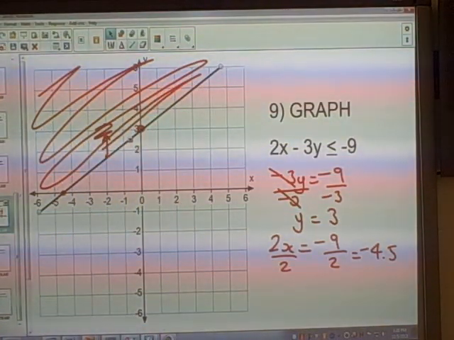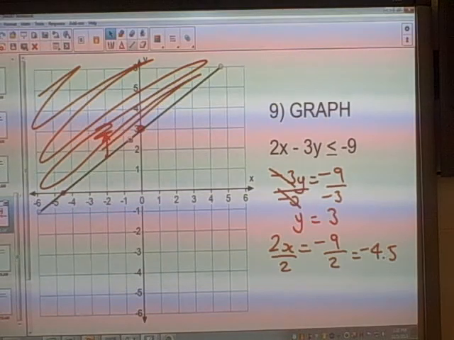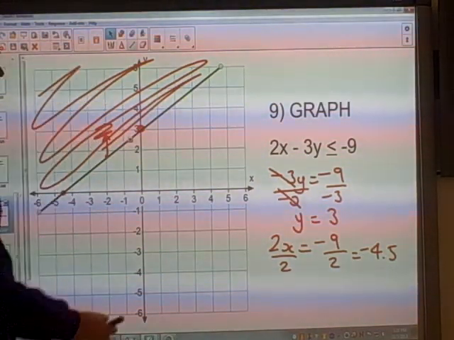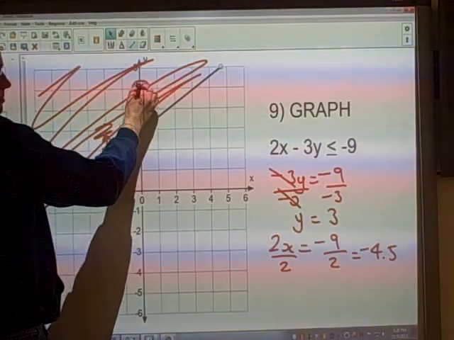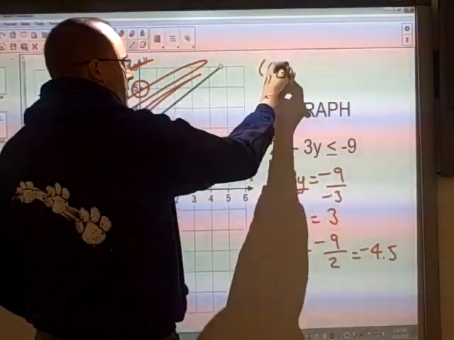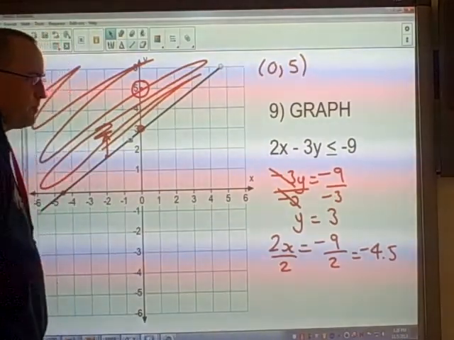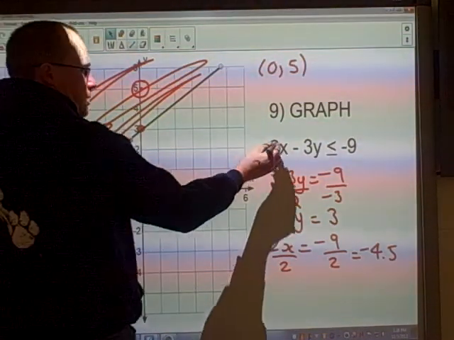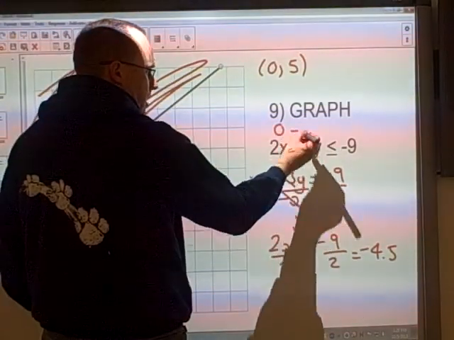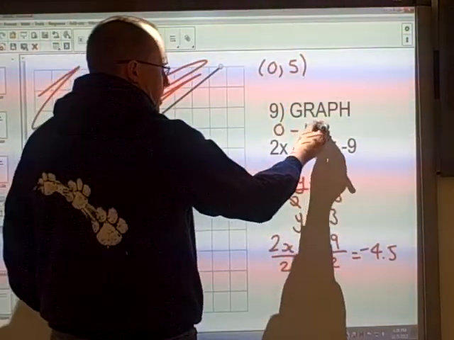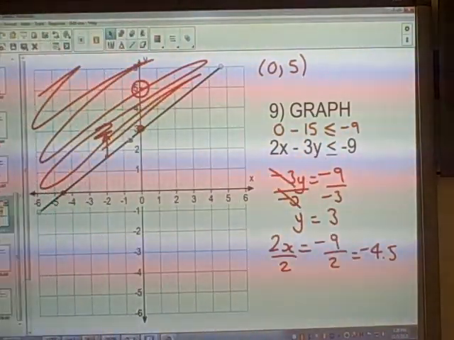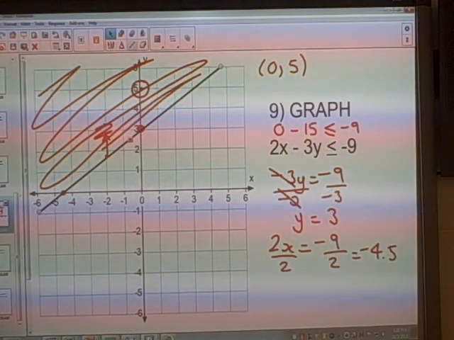Now there's another way you can check this as well. You could also check a point to see if you get a true statement. So I'm claiming that I think it's this region up here. So if I pick a point that lies in here, for example 0, 5, if I plug those numbers into this formula, I should get a true statement. So 2 times 0 is 0, 3 times 5 is 15, and yes, negative 15 is less than negative 9. So that's another way you can check this.